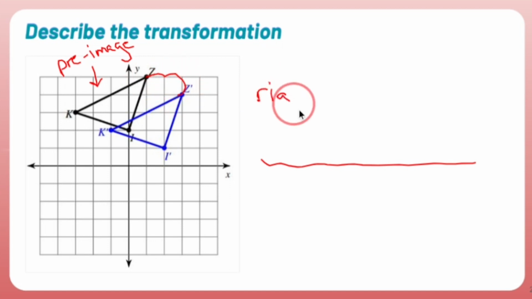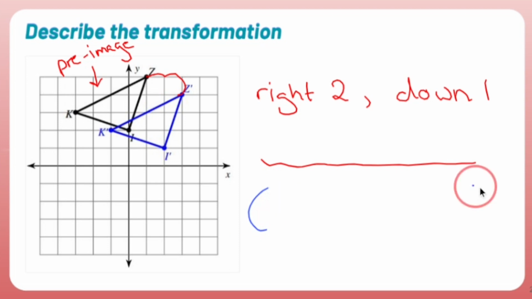So right 2, down 1. That's one way that you can write this out using words. And many teachers would be like, perfect, good, you're done. Or you might have a teacher that says, nope, write it out like this.